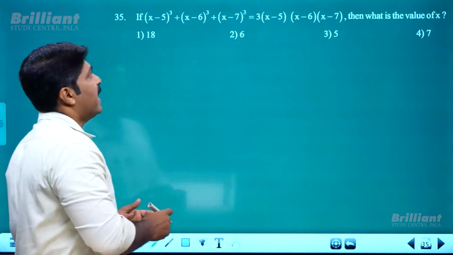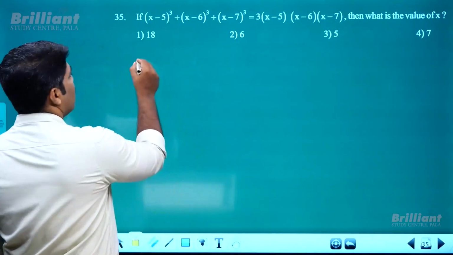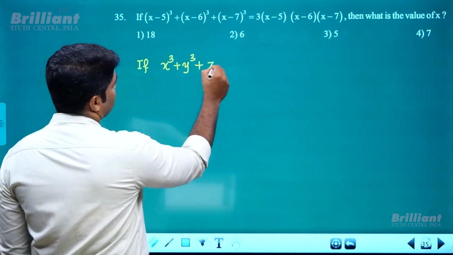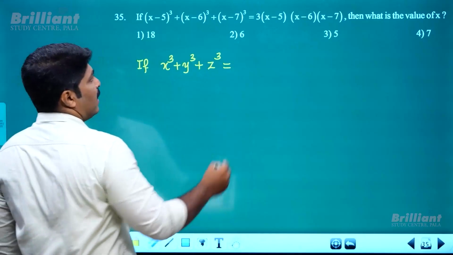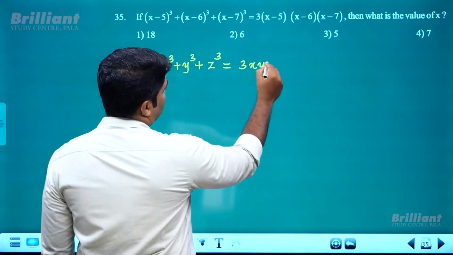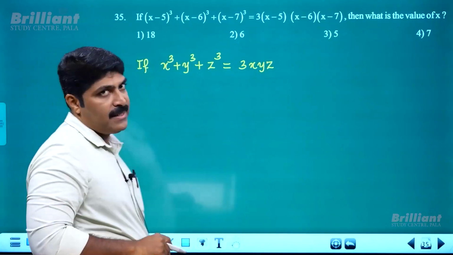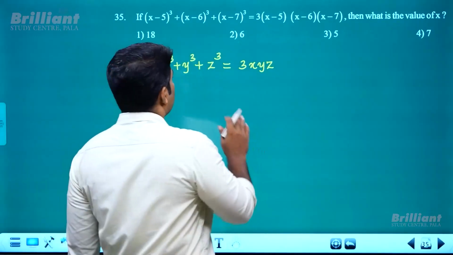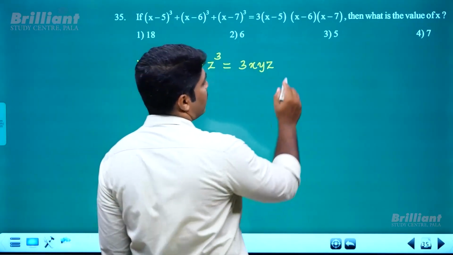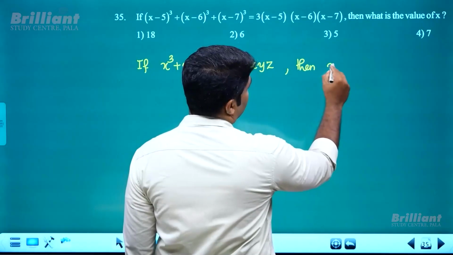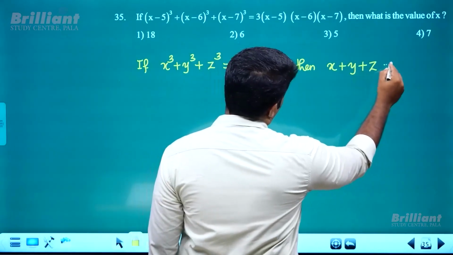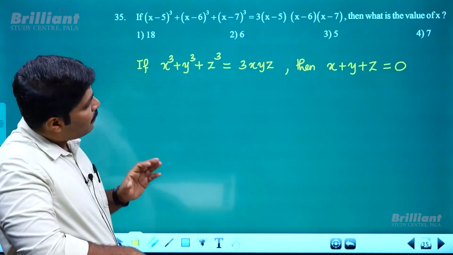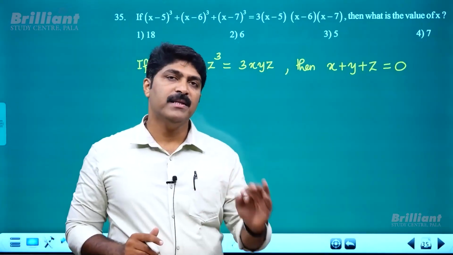At the same time, we can consider what is the actual version of this question. Here we have an important identity involving x cube plus y cube plus z cube and 3xyz. I am giving the condition based on the identity: if x cube plus y cube plus z cube is equal to 3xyz, then what is the conclusion here? x plus y plus z equal to 0. It's a very important understanding.